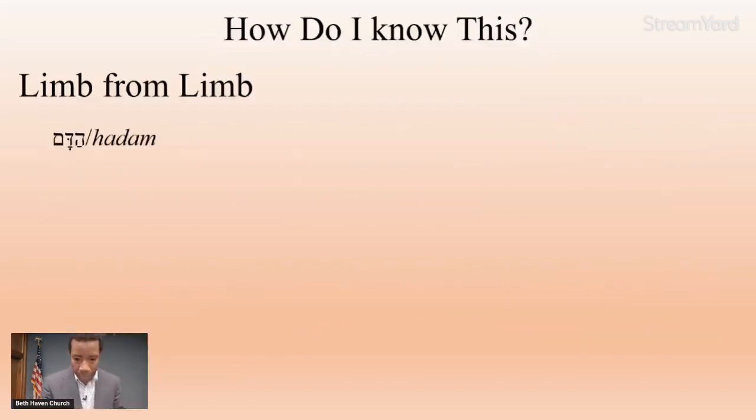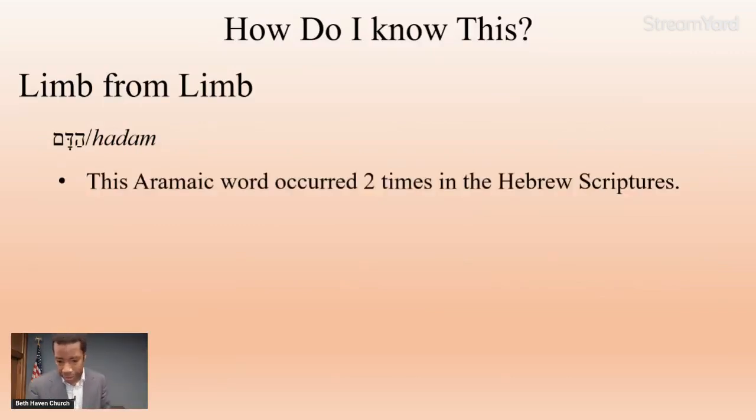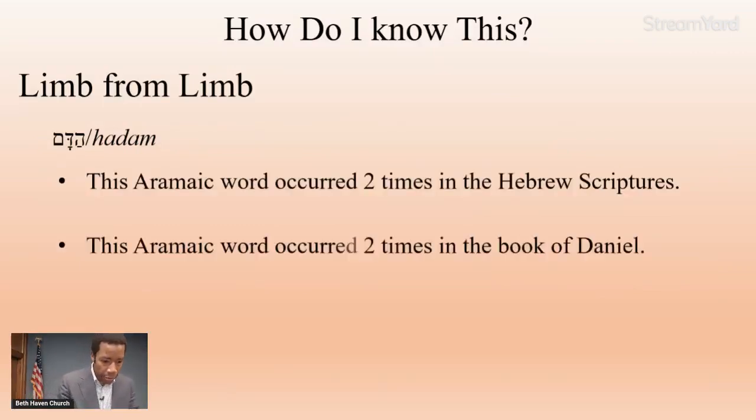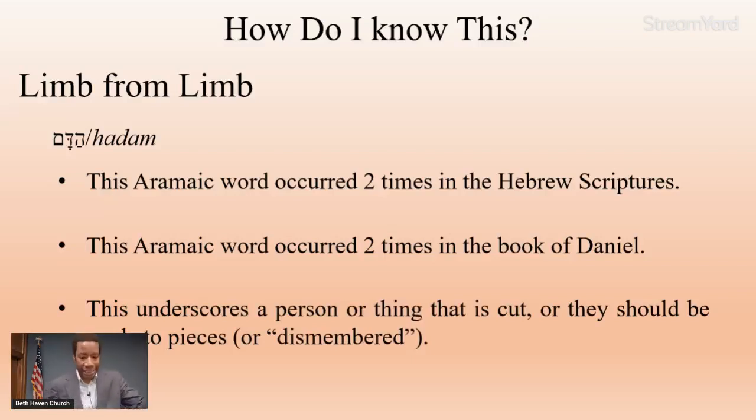As a matter of fact, limb from limb is the word hadam here. It occurs 2 times in the Hebrew scriptures, which is right here. The Aramaic word, again, occurs 2 times in the book of Daniel. It is only found here. And this underscores that a person or a thing is cut. They are torn to pieces. They're dismembered. Okay? So if you don't tell me this, and I'm sure that there are many conjurers, many sorcerers. This isn't just a group of 5 or 2. This is a whole court of them. If you don't tell me this, you're going to be torn, all of you, from limb to limb.